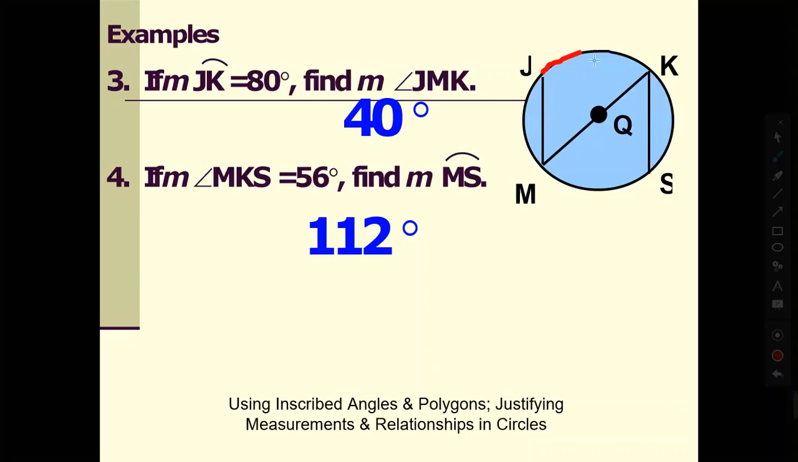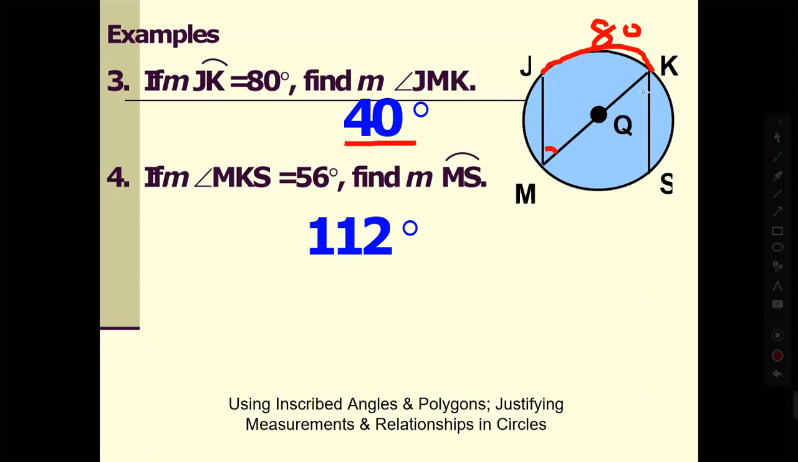In this one, the arc JK is 80 degrees. They ask you what is the angle JMK. JMK is an inscribed angle, right? An inscribed angle is half of its intercepted arc, right? So for JMK, the intercepted arc is 80 degrees, so half of 80 will be 40 degrees.